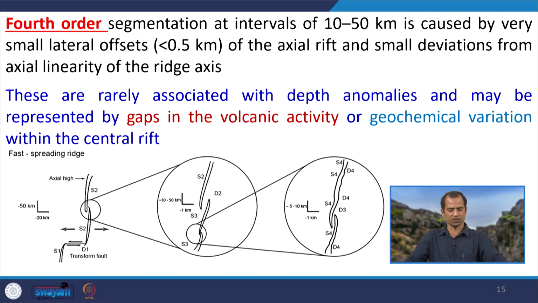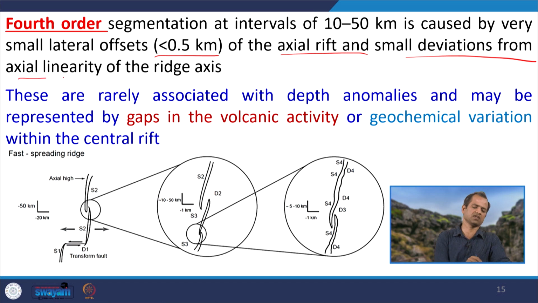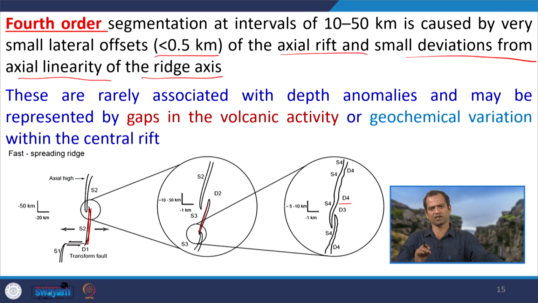And the fourth order discontinuities, that is the segmentation at an interval of 10 to 50 kilometer, are caused by very small lateral offset less than 0.5 kilometer of this axial rift and small deviation from the axial linearity of the ridge axis. Now you see, starting from the second order, we zoom to the third order, again we zoom to the fourth order. Gradually the length is decreasing and the depth is also decreasing, and more minutely we are looking at the ridge.